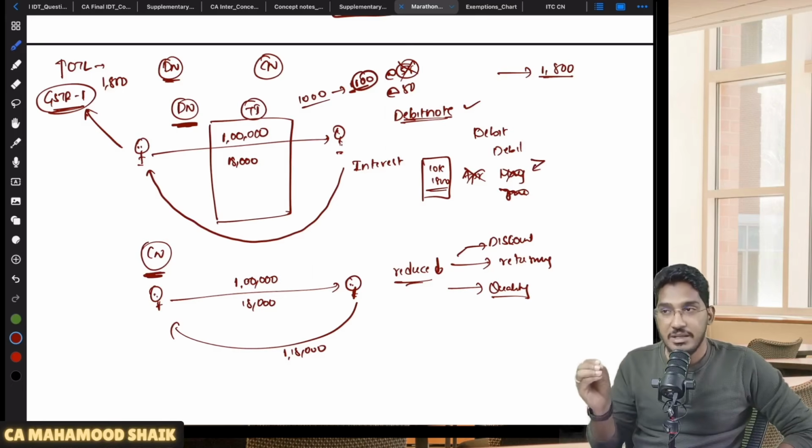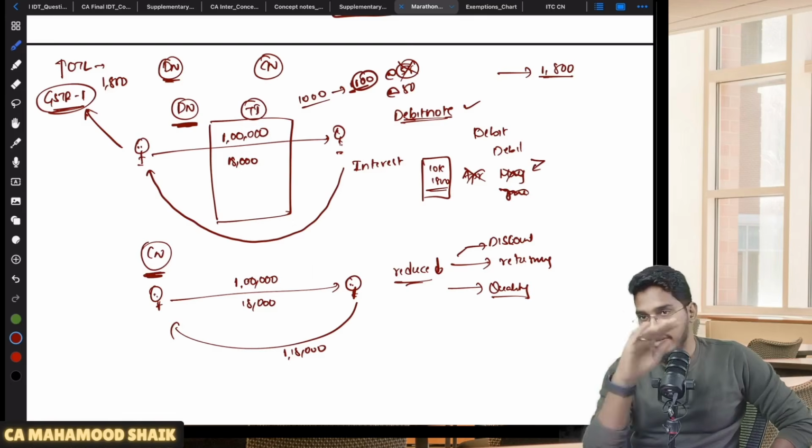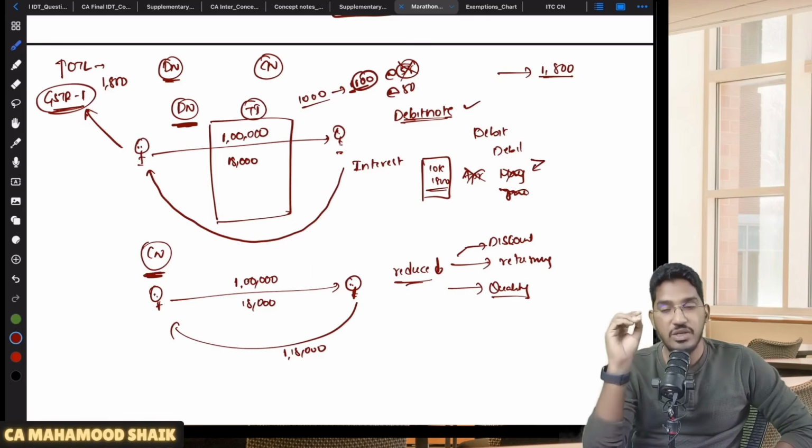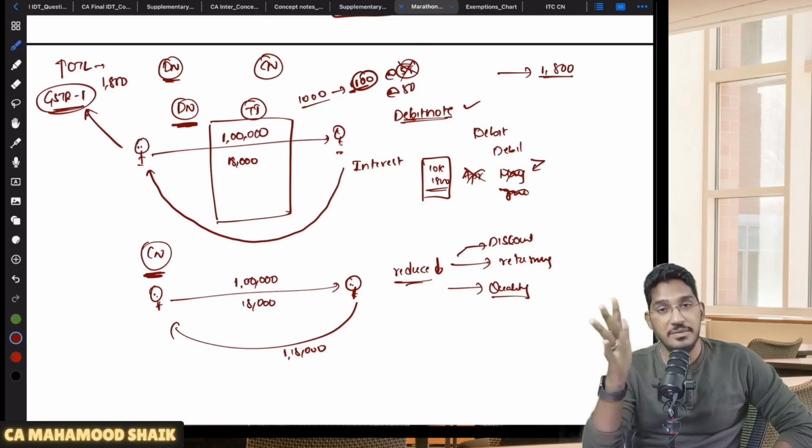So for declaring the debit note, there is no time limit. Even you can come and declare after 10 years also. The government will be happy because you are coming and paying now by declaring the debit note. In addition to being happy, they will also charge you interest.